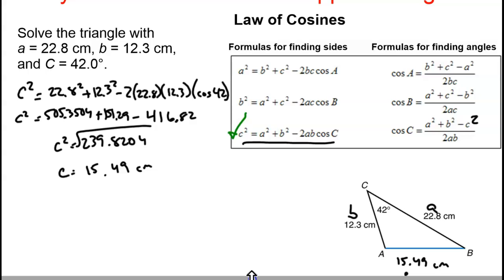Now remember, the directions for this problem were to solve the triangle. So in order to solve the triangle, we need to make sure we get our inner angles, and we should be able to do that now that we've got another side. We can take a look at this side and figure out what cosine A would be.